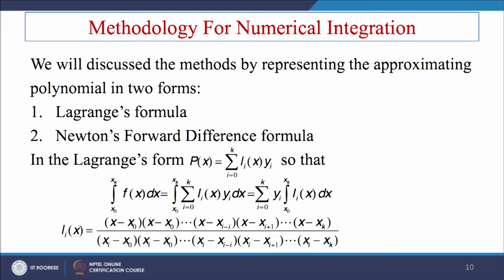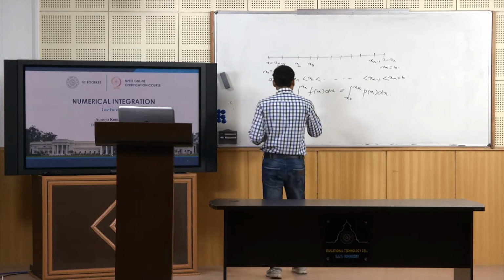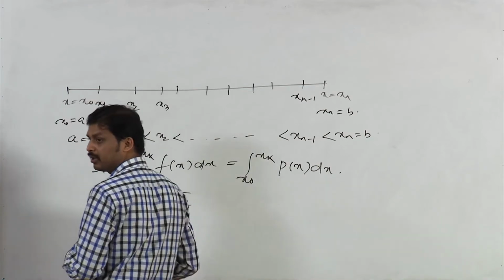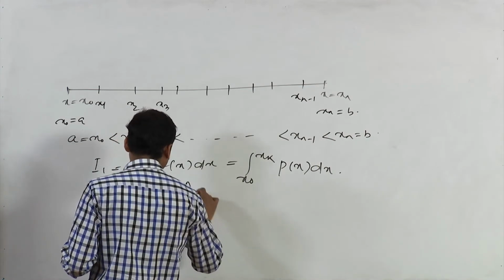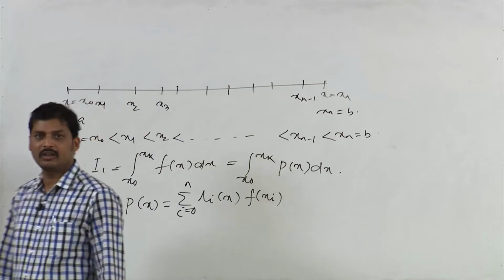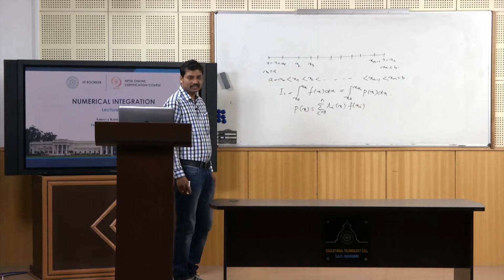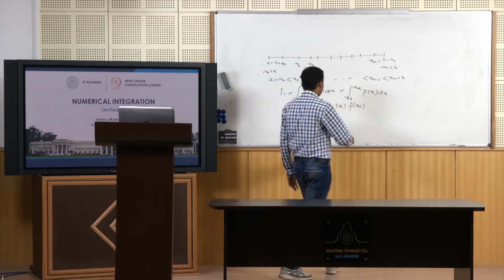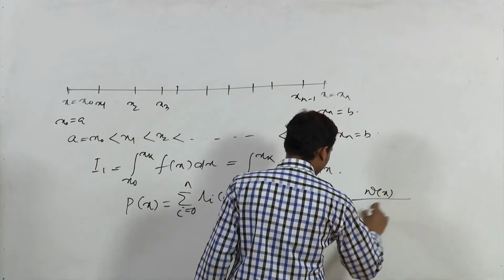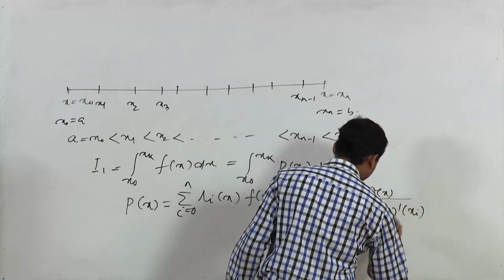First we will go for the Lagrangian formula. This Lagrangian formula for polynomial approximation is usually written as the summation of i equals 0 to n of Li(x) f of xi, where Li(x) is called the Lagrangian polynomial coefficient, and usually Li(x) is expressed as omega of x divided by x minus xi into omega dash of xi.